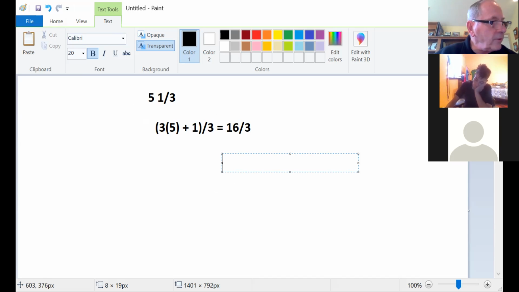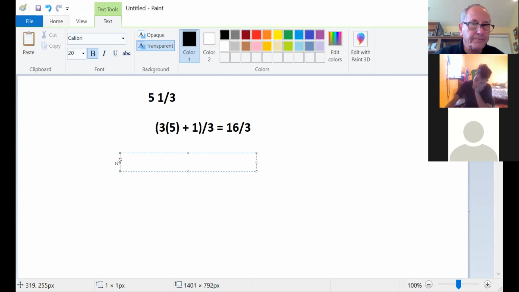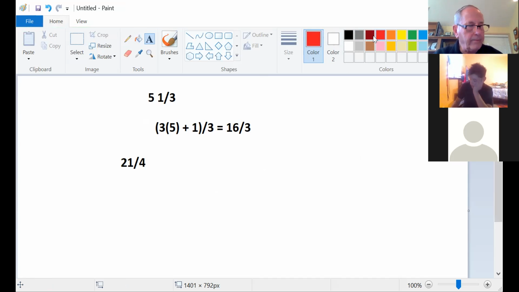And then let's go the other way. Convert the improper fraction to a mixed number. What if we had 21 over 4? How do we convert that? And I'll show you how to convert that. Well, you put 4 over 21. No, 21 over 4. You put 21 and then you put the 4 in the division symbol. Yeah, it looks like this, right? 4 into 21.